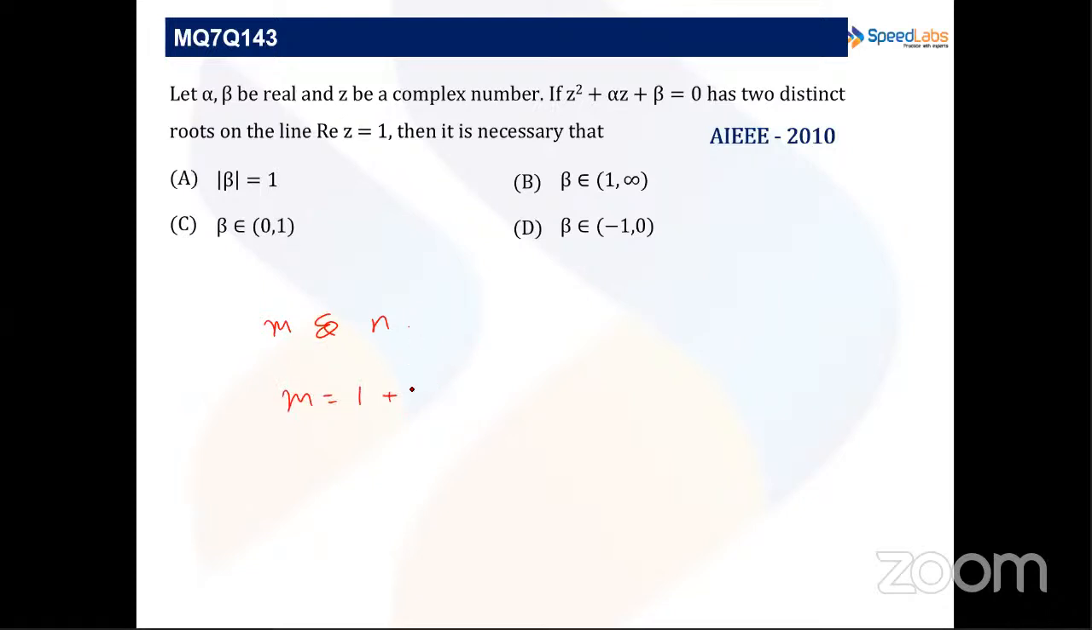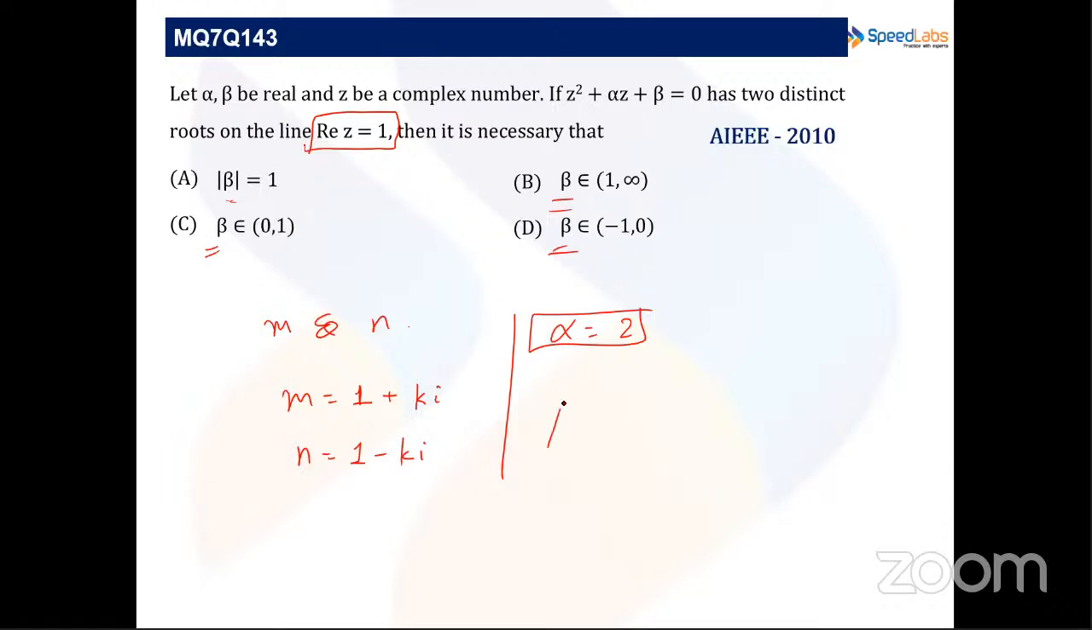So if the roots are complex, then if m is 1 plus something, say ki, then n will be 1 minus ki. We know that both the complex roots are conjugates of each other, and it is given that the roots lie on a line whose real part is 1. So we have taken the real part as 1. Now, for the condition on beta only we need, so alpha we can directly say will be equal to the sum of roots, that is true.